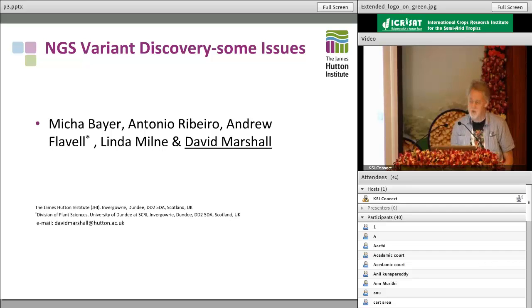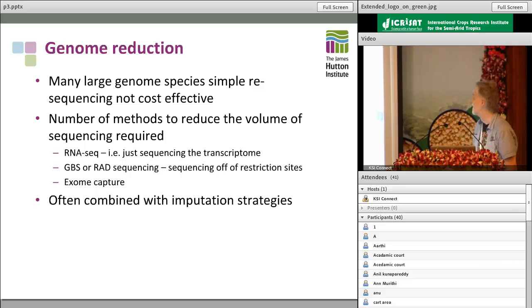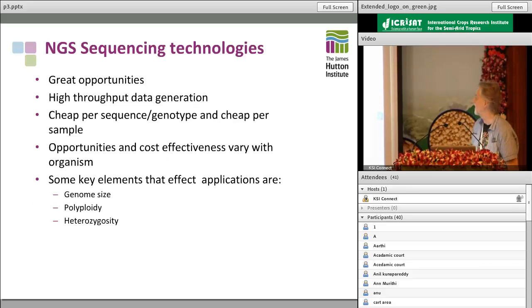As we've been hearing up to now, the new sequencing technologies are providing great opportunities, and not only in crops that have a large resource base, but can be quite widely applied in a whole range of crops. You can generate data at very high throughput. They're cheap per sequence or genotype, and they're becoming increasingly cheap per sample. And it's the per sample cost, as people have highlighted, that's often the main driver in terms of breeding applications. But one thing that's really important, and this affects us greatly because we work with a wide range of different species, is that the opportunities and cost effectiveness vary by organism.